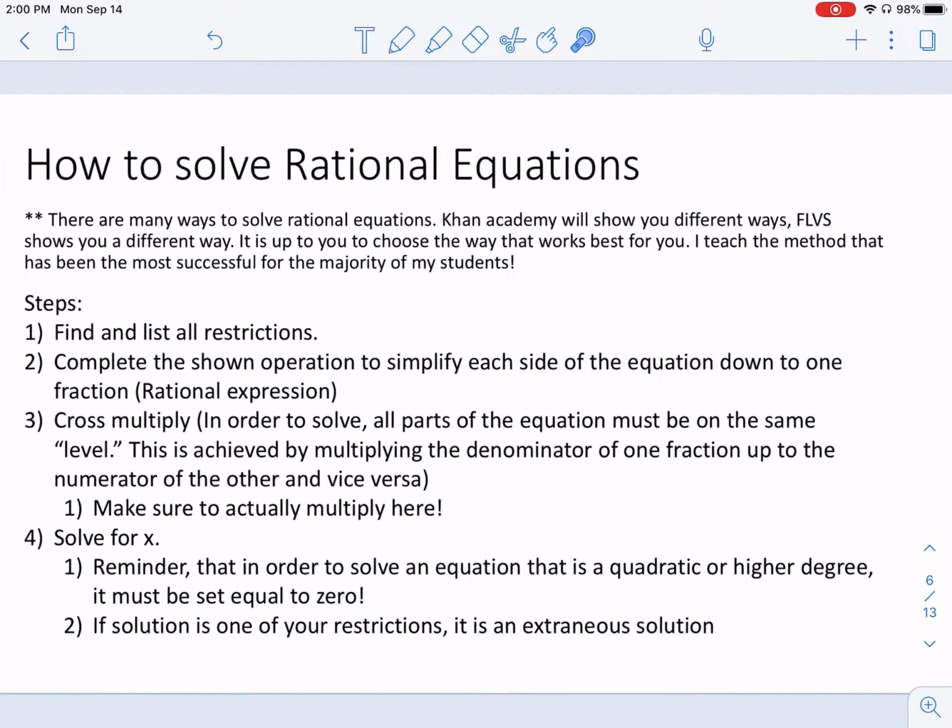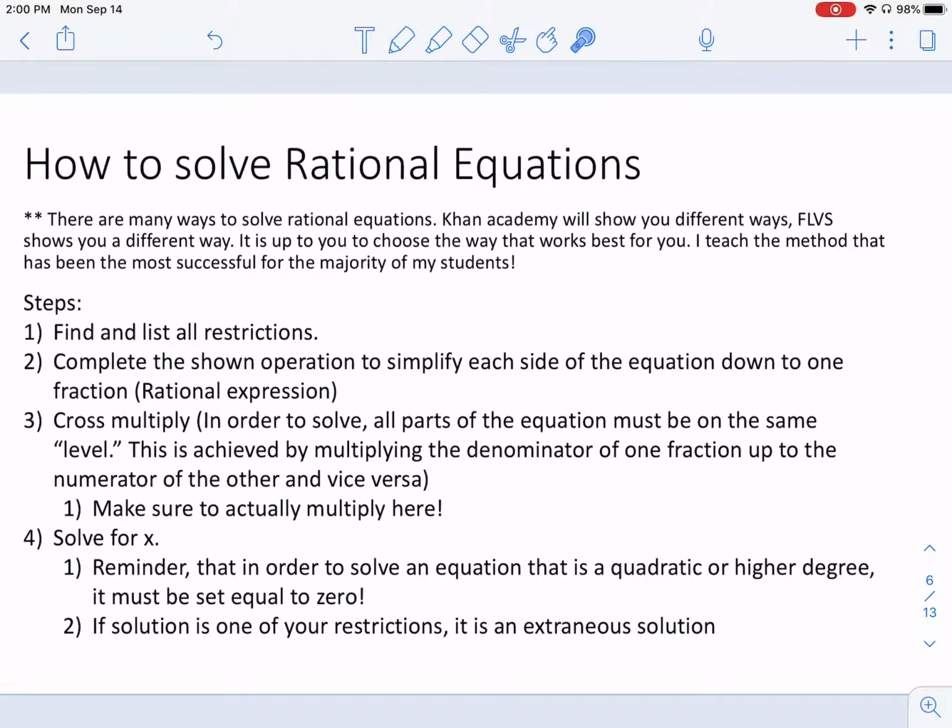So here's my slide on how to solve rationals. I do want to put in this major caveat up here, which is there are many different ways to solve rational equations. I do my best to use one method in order for consistency. The method that I've chosen tends to be the most successful for the majority of my students.